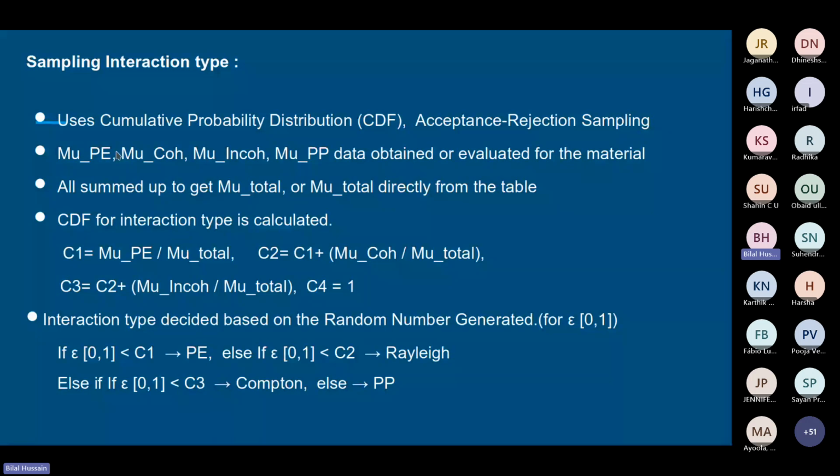For example, let us say I already have data available for a particular material, with Z maybe 74 or 82 or 70, whatever it may be: aluminium, lead, or maybe water. I already have data from my database. I have a mu value for photoelectric, mu value of coherent, mu value of incoherent, and mu value of pair production. This can be obtained from the XCOM database also, as I showed you. By adding all these, I can get mu total, or we can get mu total directly from the database. So we have to get the individual mu values for every interaction type, and the total also.